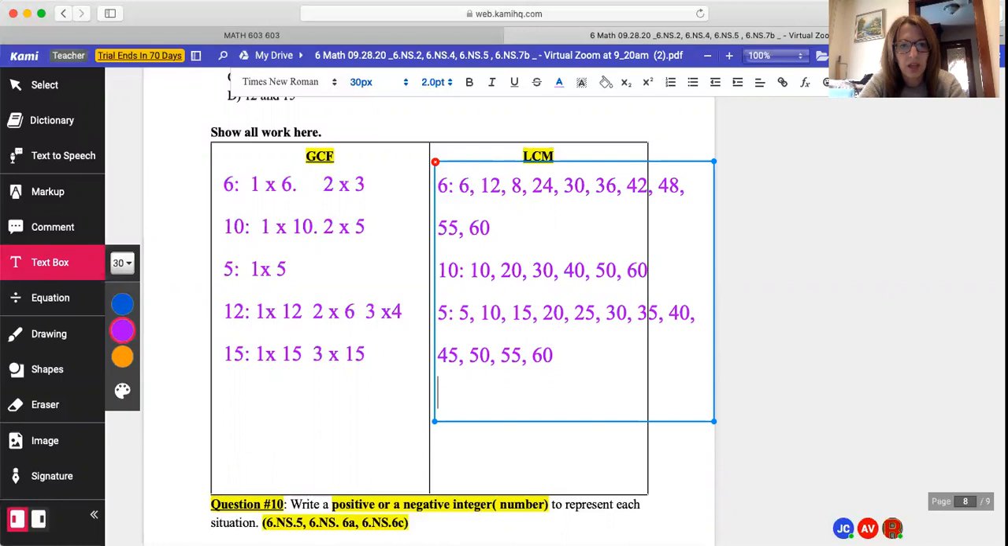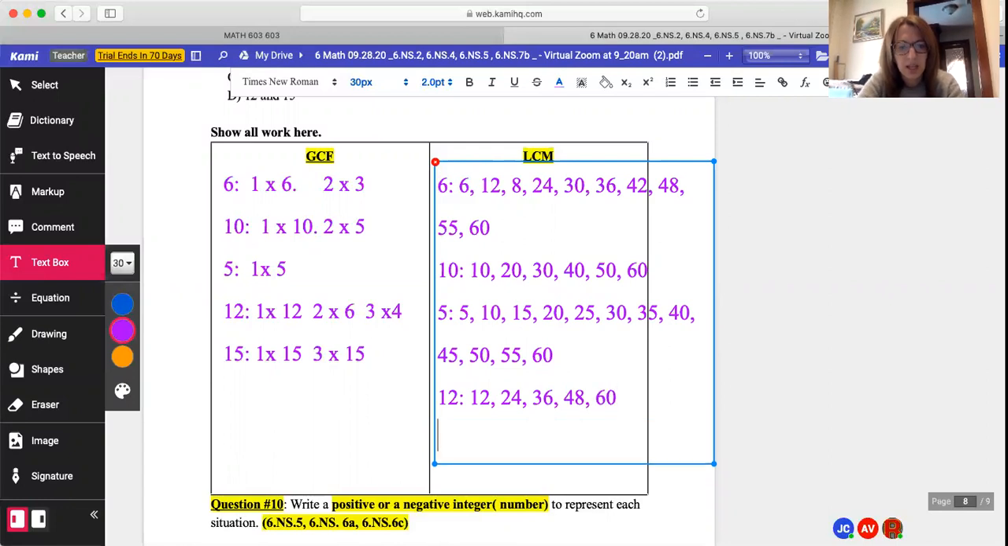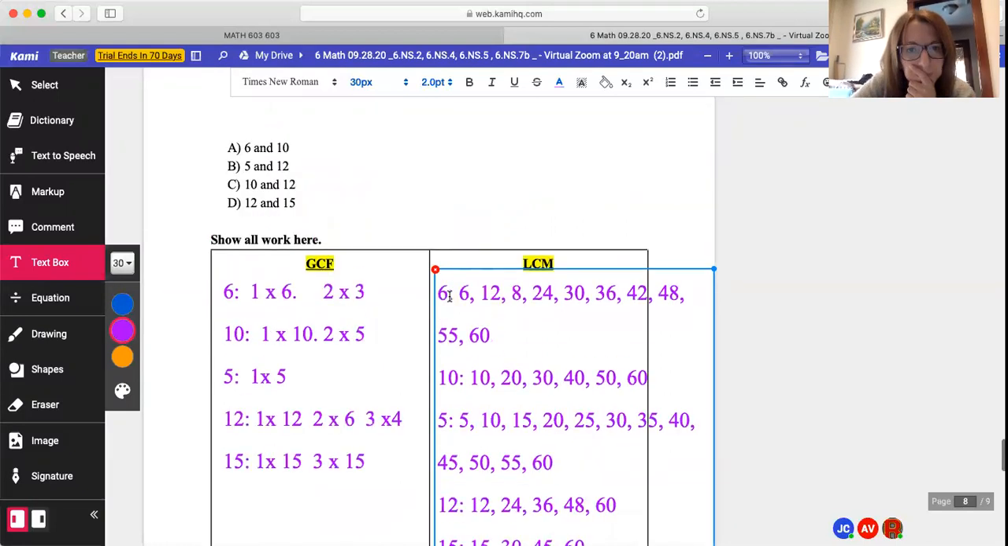Let's now go find the multiples of 12. 12, 24, 36, 48, and 60. And last but not least, 15. 15, 30, 45, 60. All right.